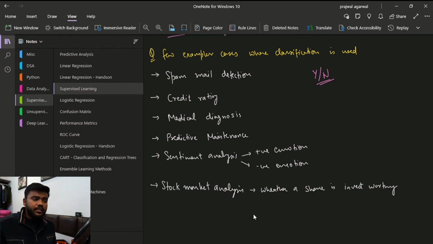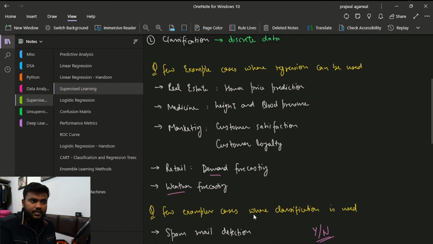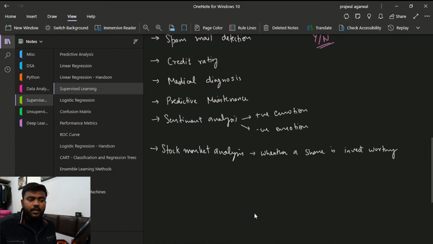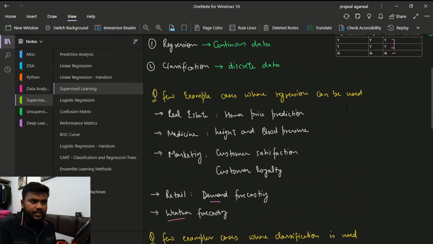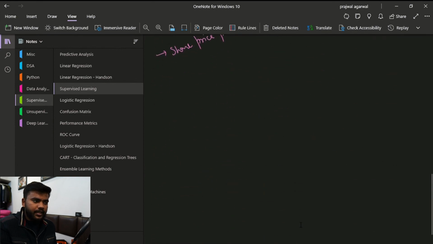One thing: stock market analysis and stock price forecasting are different things. Stock market analysis is when we are analyzing if a particular stock is invest worthy or not. Whereas when we are talking about share price prediction, then we are dealing with numerical data, and that is going to fall in the regression category, not in the classification category.